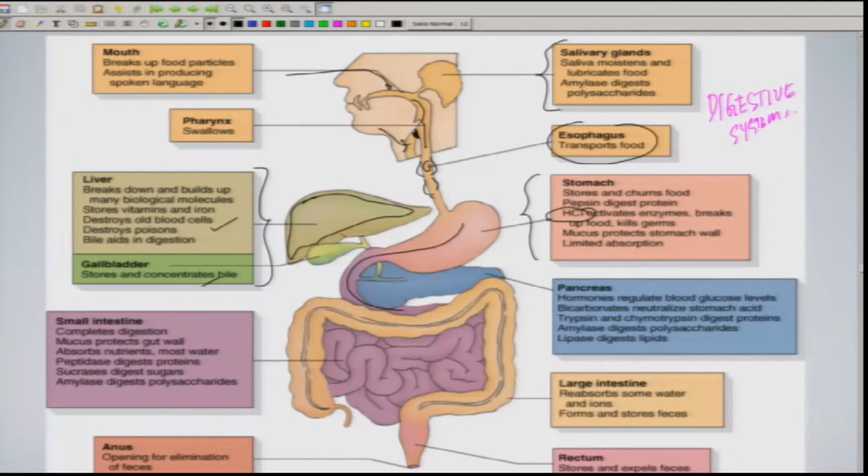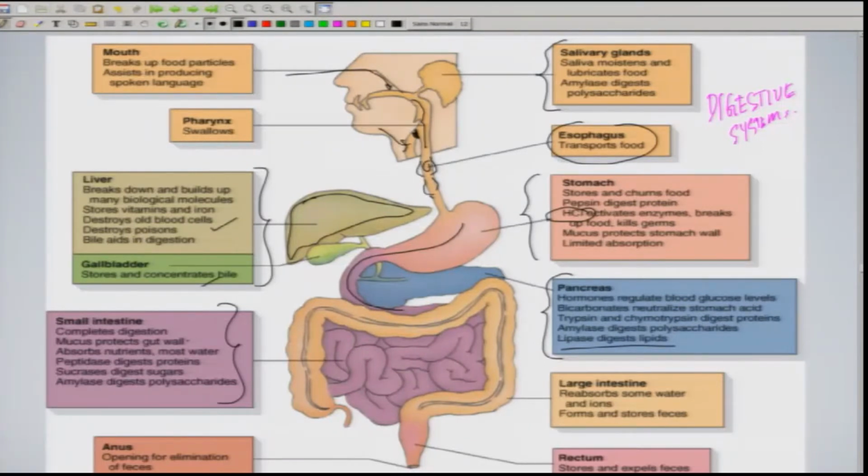Now, bypassing this and in between is the pancreas, which secretes hormones regulating the blood glucose level, and bicarbonate, which neutralizes stomach acid. Trypsin and chymotrypsin digest protein, amylase digests polysaccharides and lipase digests the lipids. These are all secreted by the pancreas. The food moves to the small intestine, where it completes the digestion.